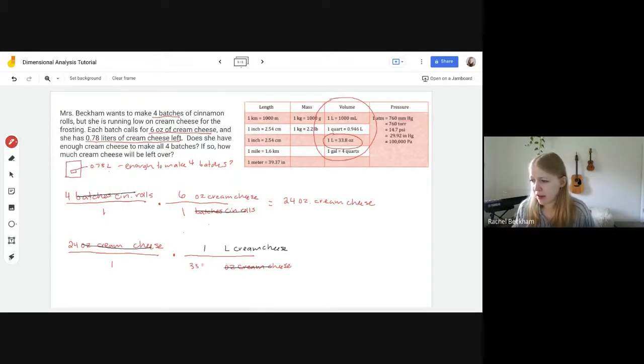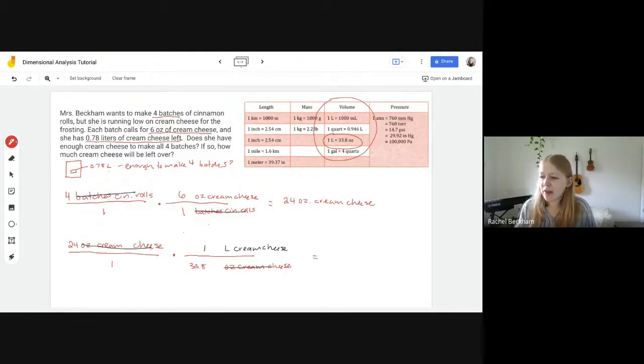with the ounces. So the 33.8 does not go up here because we just match it with wherever the unit is. So the number 1 is with the liter right here. And so we put the number 1 with the liter right here. Same with the 33.8. It's with ounces, so I'm going to put it with ounces right there.